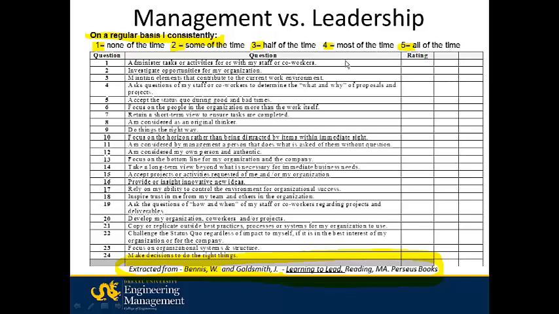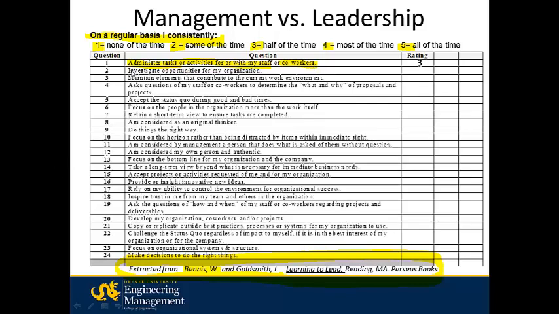And the more honest you are, the better this assessment will work for you. So let's do the first one together. As an example, on a regular basis, do I consistently administer tasks or activities for or with my staff or coworkers? And if I say I do that maybe half of the time, that's part of my function, I would put a 3 in there.